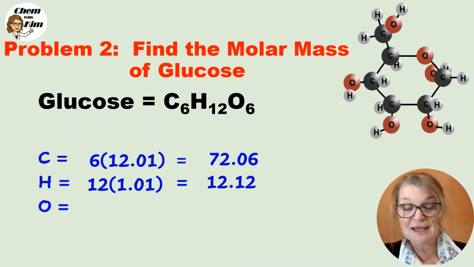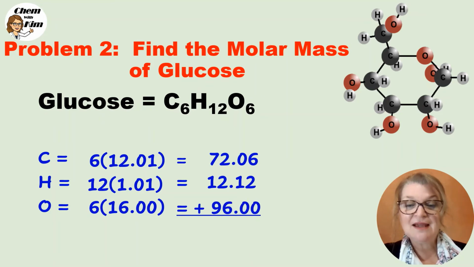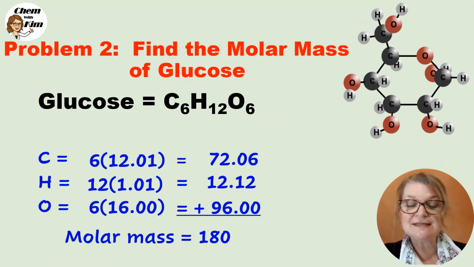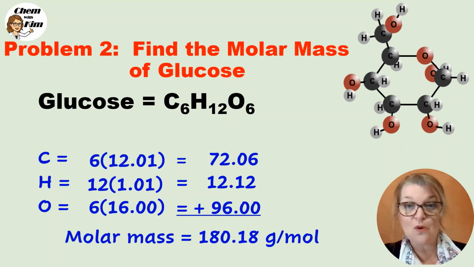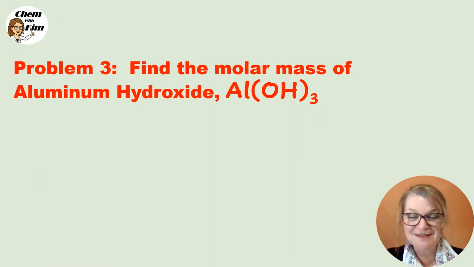And the oxygen has a subscript of 6. So we're going to multiply oxygen's atomic mass by 6. And 6 times 16 comes out to be 96.00. So to find the molar mass of the compound, we're going to add those together. And we'll see that the sum is 180.18 grams per mole.